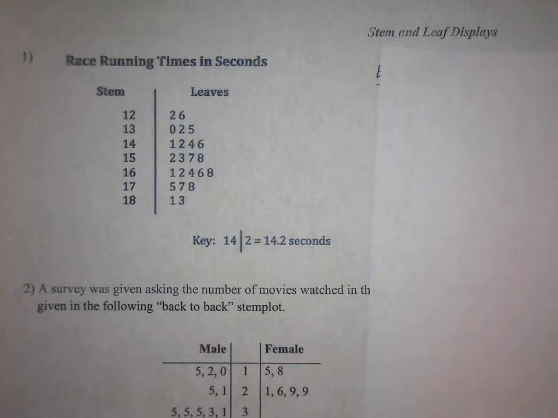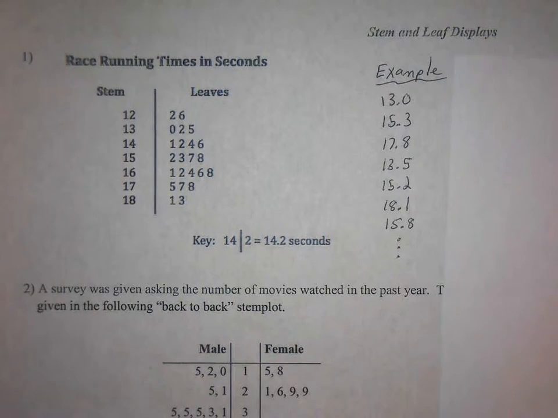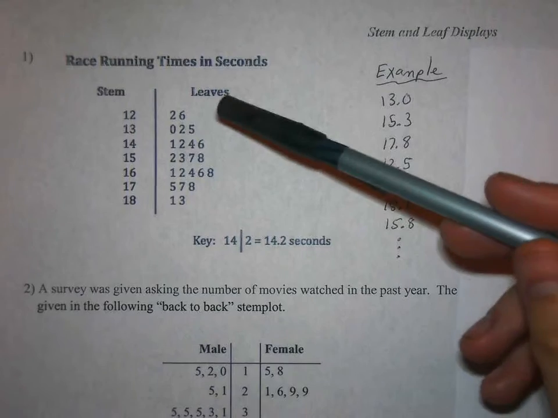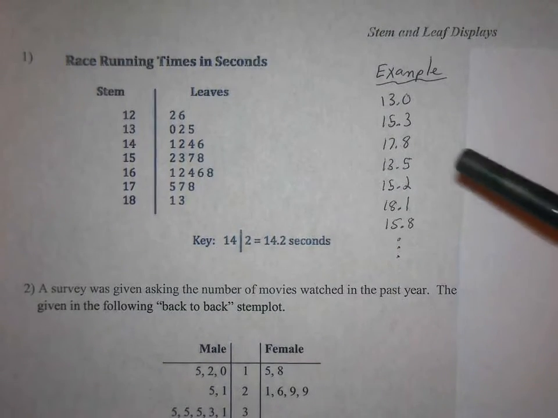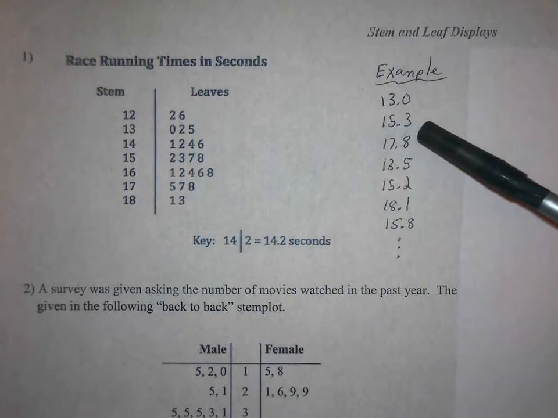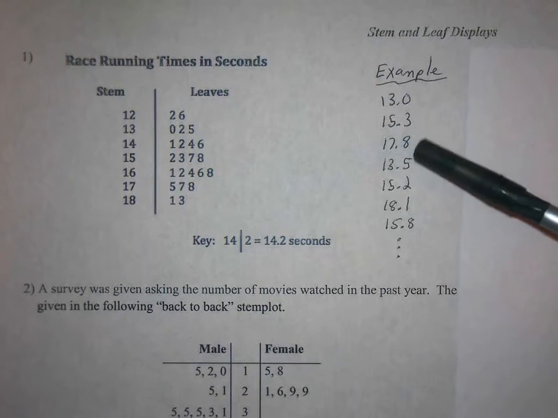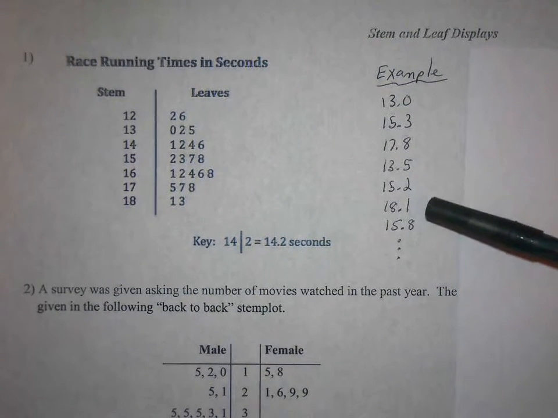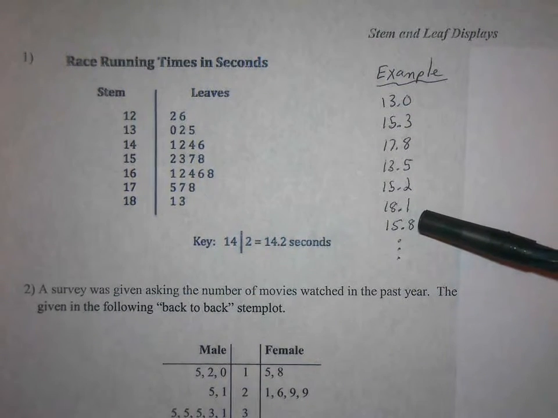I want to give you an idea of how you would actually create a stem and leaf if you were given several data values and had to arrange them into one. Suppose you were timing people in a race and you had 13.0, 15.3, 17.8, and so on. When you just look at that list of data, it's not in order, and you want to display it so you can make some sense out of it.